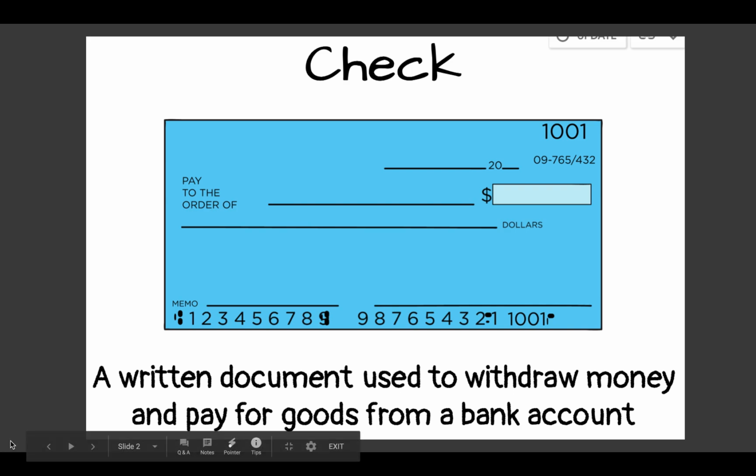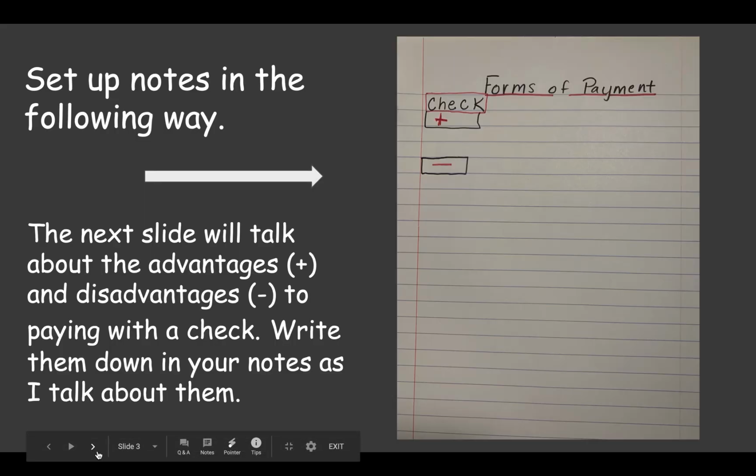Okay. Before we start talking about the advantages and disadvantages of a check, I want you to go ahead and get some paper out, and we are going to set up your notes. I would like you to set up your notes in the following manner. If you need to pause the video right now and get these supplies, go ahead and do that, and then I'll see you in a few minutes. Okay, so I want you to be sure that you set up the notes in the following way.